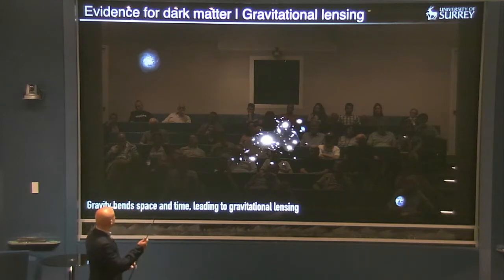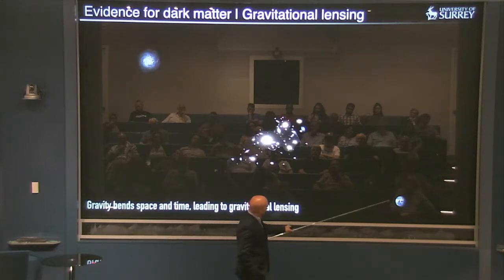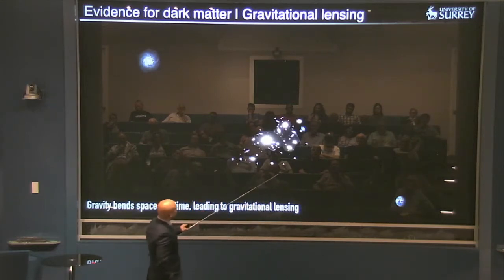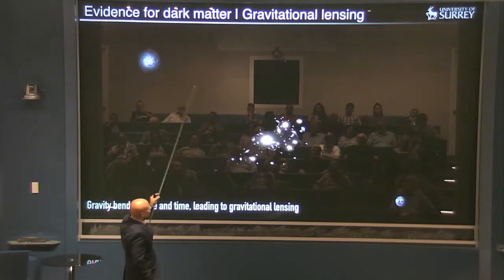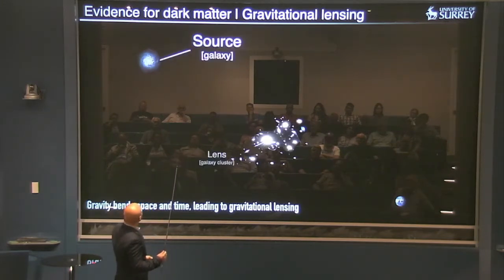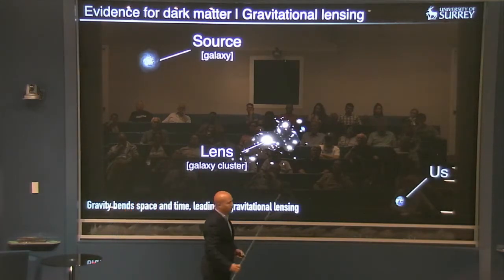So in this cartoon here, this is not to scale, obviously, imagine that there's the Earth where we live. This is supposed to be a giant cluster of galaxies, an incredibly massive object that might have 10 to the 15 times the mass of the sun in some cases. And there's a bright distant galaxy or even brighter quasar. And now imagine that light from that source has to travel through the lens to reach us here on Earth.